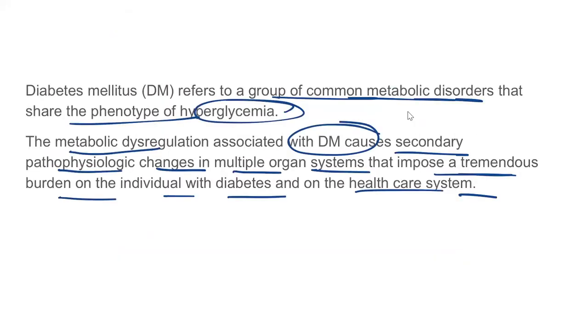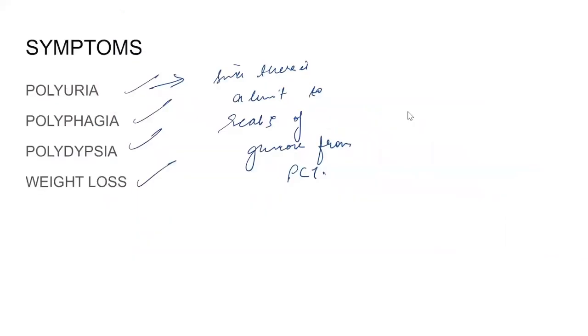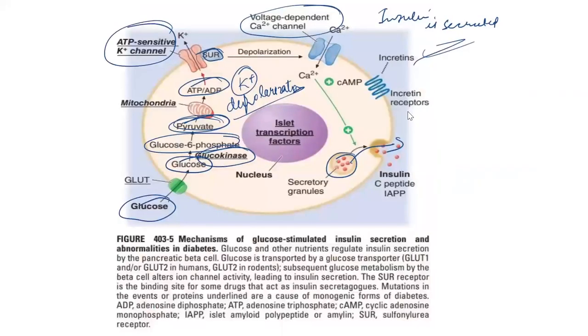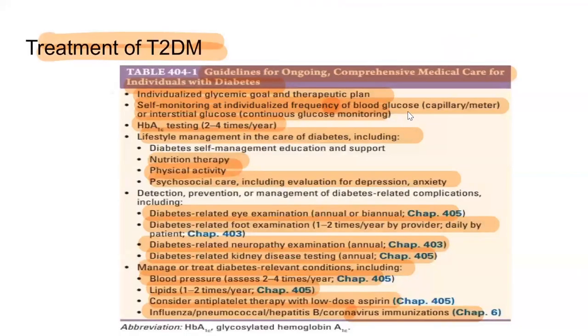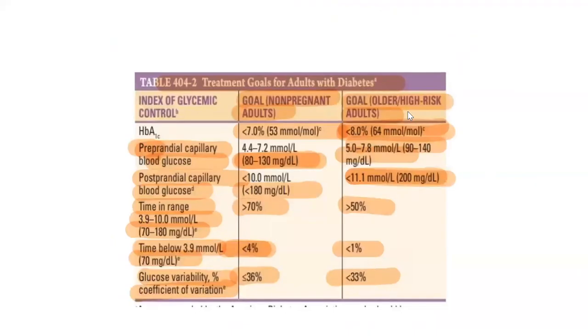First of all, we have discussed that diabetes is basically any disorder leading to hyperglycemia. Then we have discussed types of diabetes: type 1, type 2, gestational, and monogenic forms. Then we have discussed the symptoms, 3 Ps, then how insulin is secreted. Basically, there is a role of the ATP sensitive potassium channel, and on this channel, drugs act. Then diagnosis, and the comprehensive medical care for an individual with diabetes.